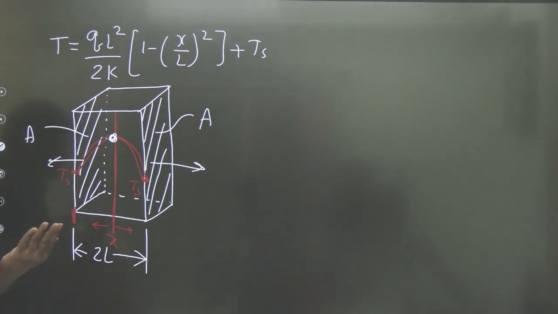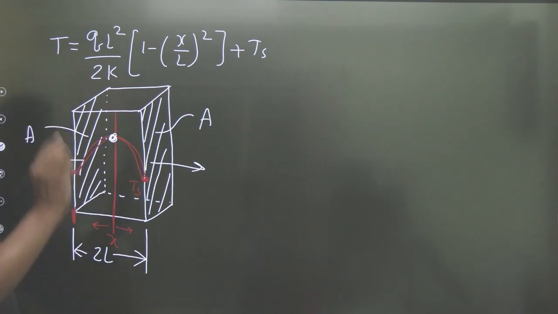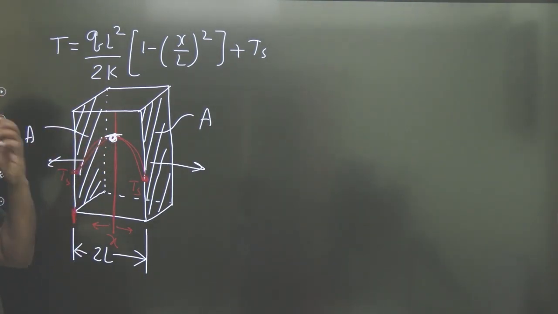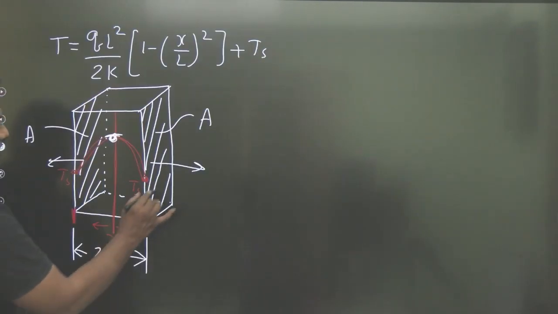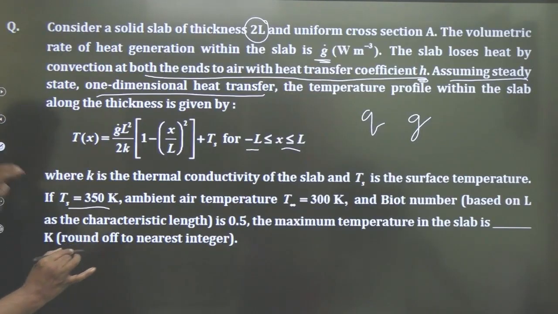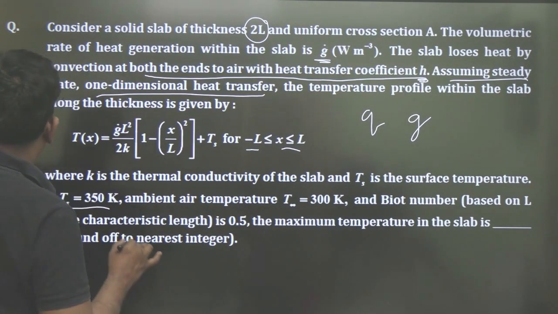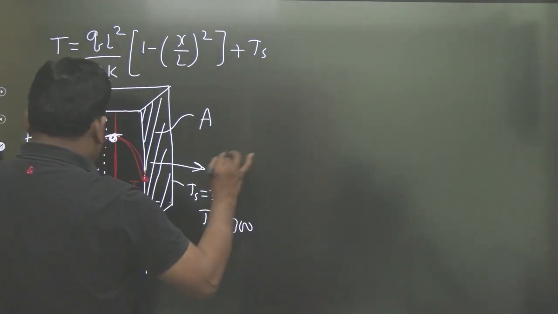How do you know half is going this side? Because it is a symmetric uniform heat generation. Because this is at Ts, this is at Ts. Absolutely fine. So the temperature is maximum at the center. So he is asking, see the question. So the surface temperature is 350. This surface is 350. This surface is 350 and the ambient is 300. So this ambient is 300.